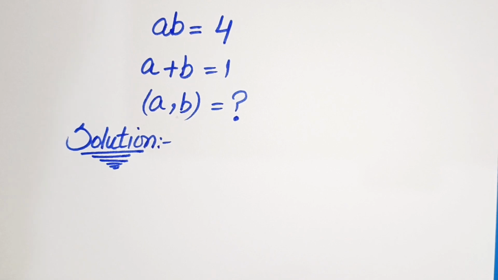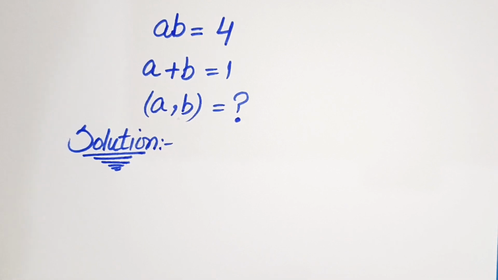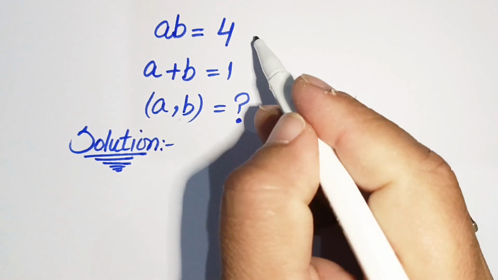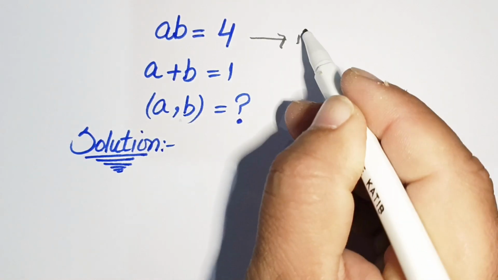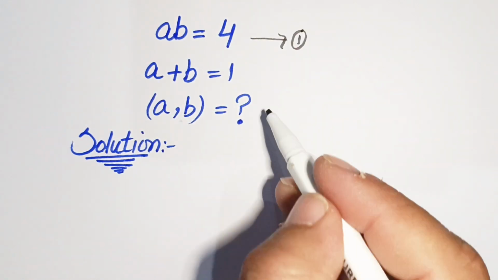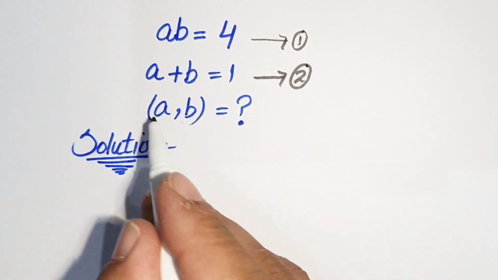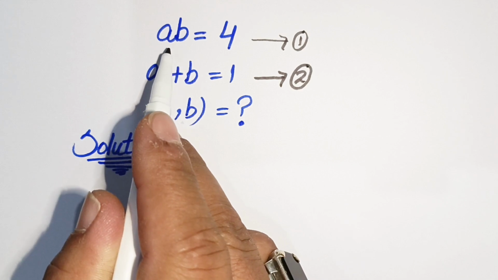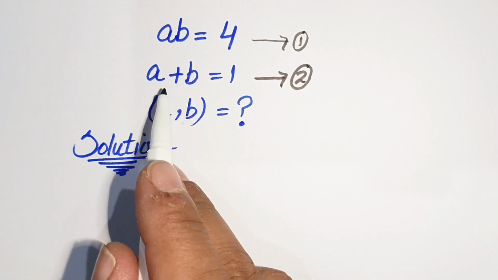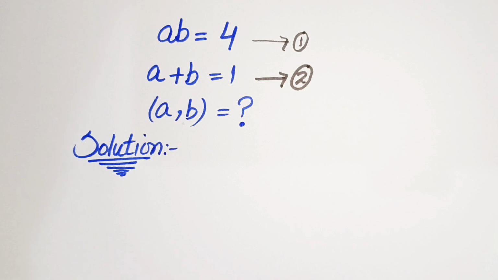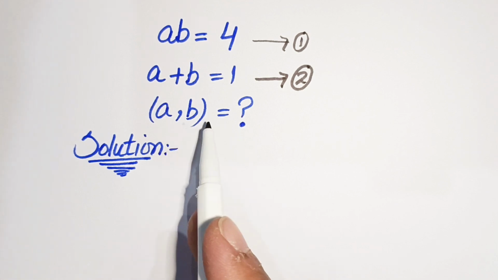That is, we have two equations here. So a times b is equal to 4. Let's say it is our equation 1. And another one is a plus b is equal to 1, which is our equation number 2. So here we see that the product of a and b is equal to 4, and the sum of a and b is equal to 1. So we have to find the value of a and b.